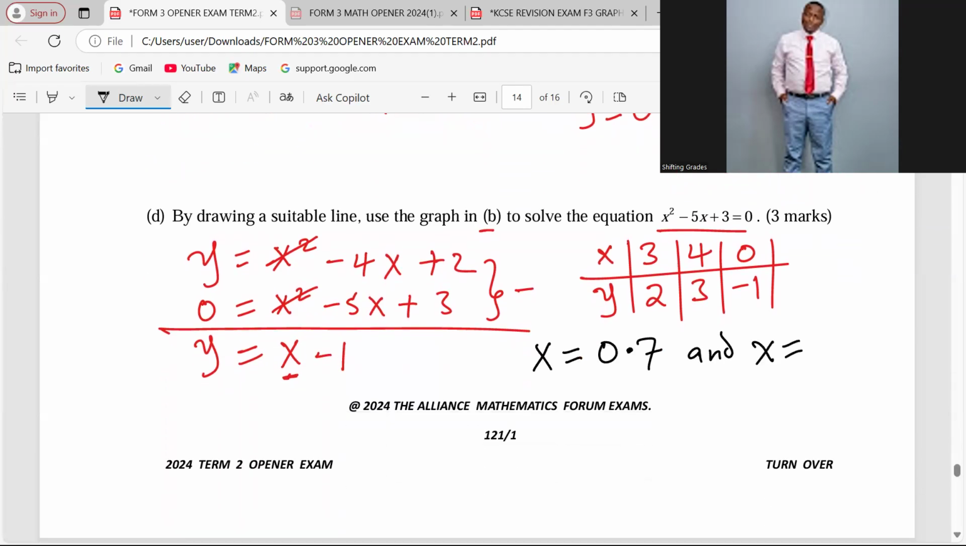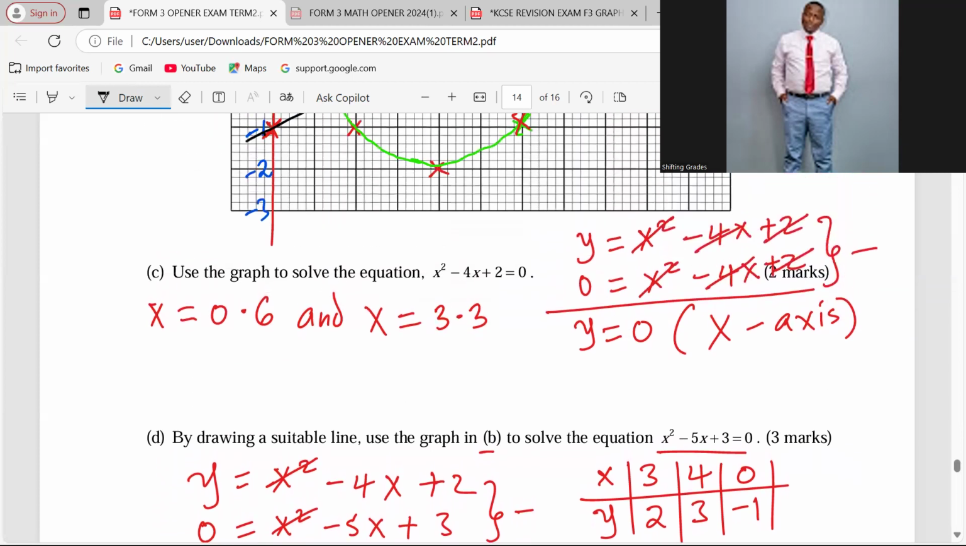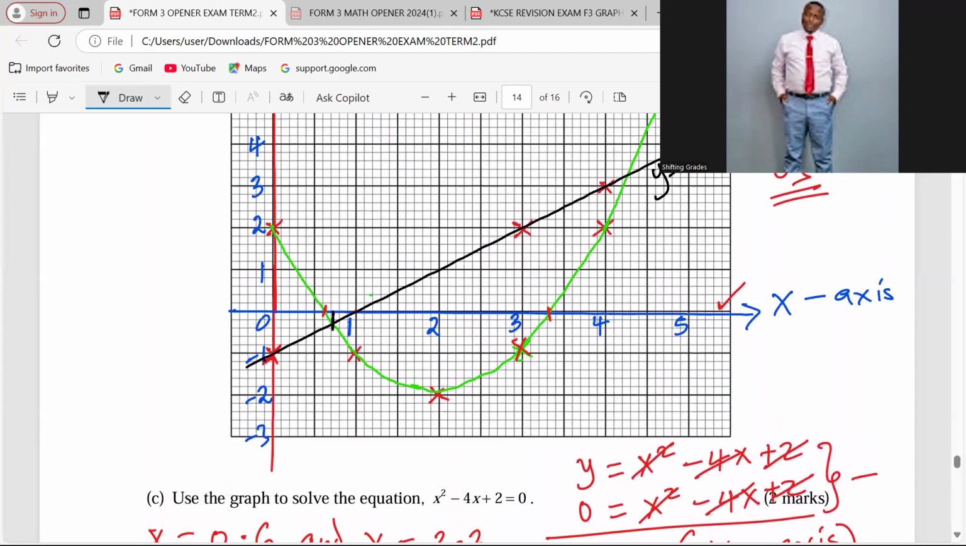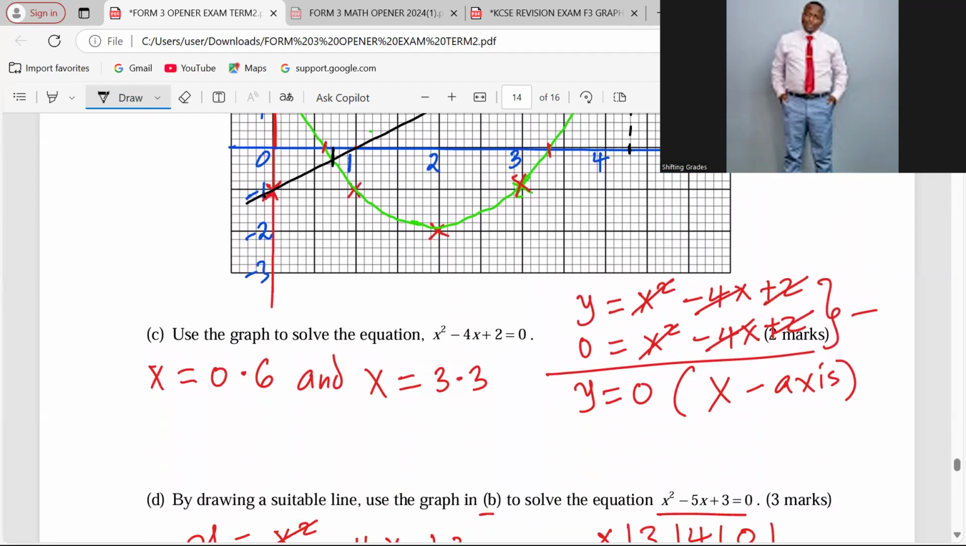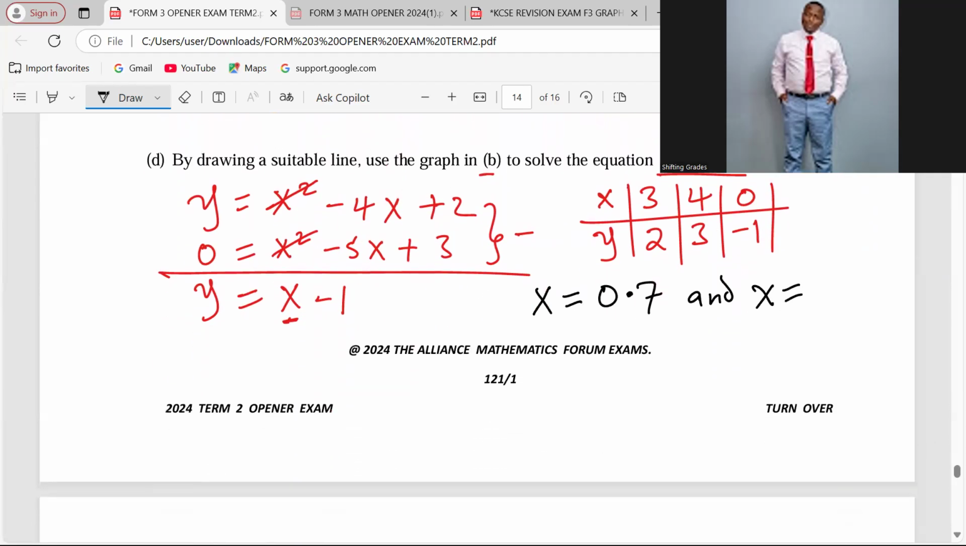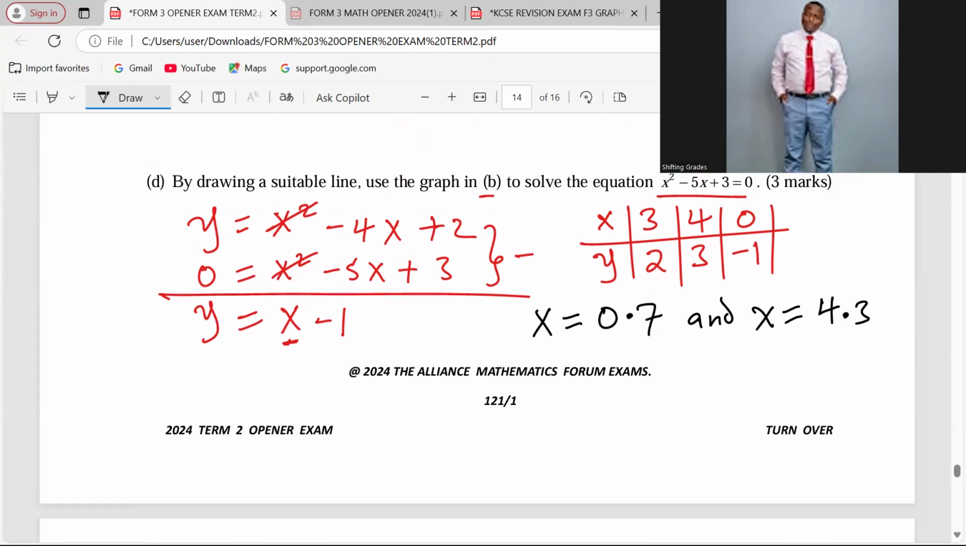And the value of x is also equivalent to, let's check the other point of intersection. At this point, we have to read the value there. Yeah, this is 4.3. So those are the solutions.